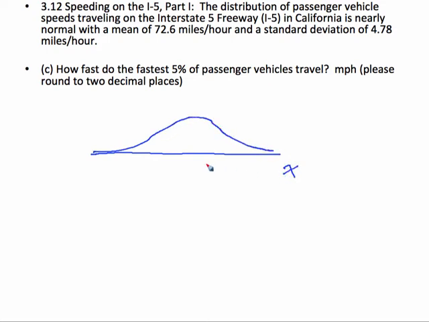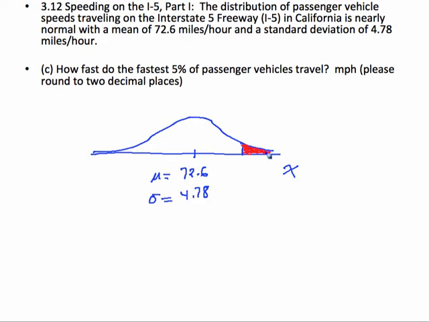That's awesome. So there's X again, which is our speed traveled on the I-5. Our mean is at 72.6. Our standard deviation is at 4.78. Okay, so how fast do the fastest 5% of the passenger vehicles travel? So now notice that this time what they gave us is an area. And the area they gave us was 5%.